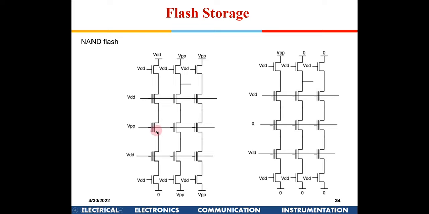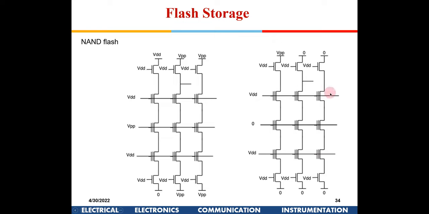right? Similarly, if you want to erase the data, you put a VPP here and zero here, and you give a zero here. So this will get erased. Okay, now you can do bulk erasing also, right? So you can give zero for all the word lines and do a bulk erasing also. So that is the advantage of a NAND flash.